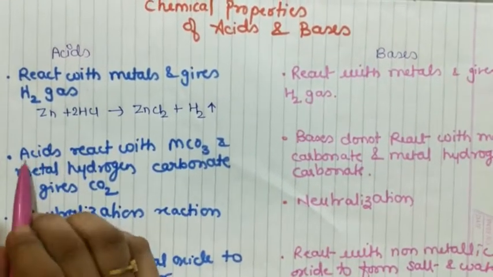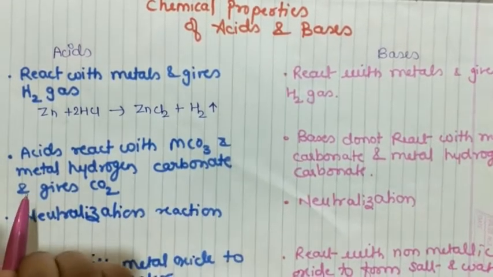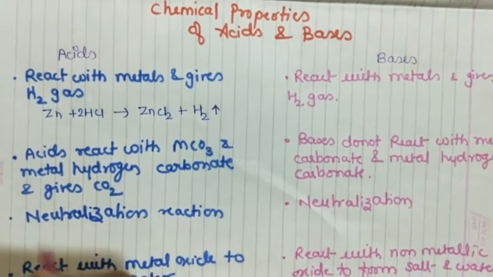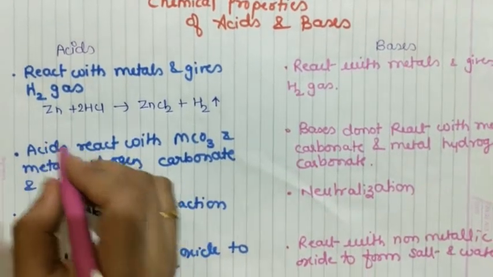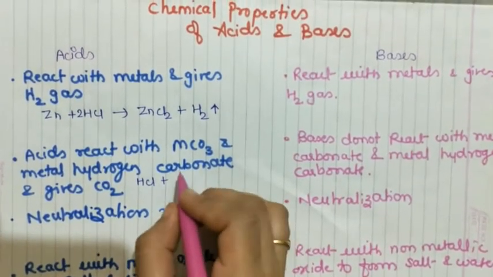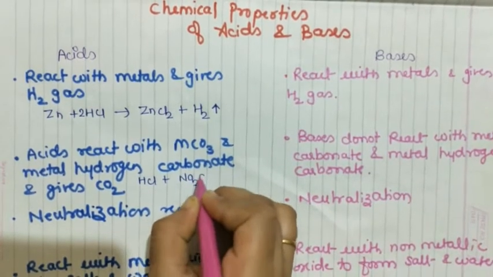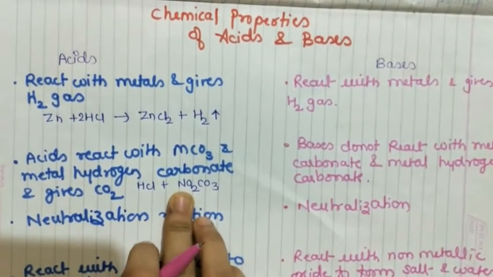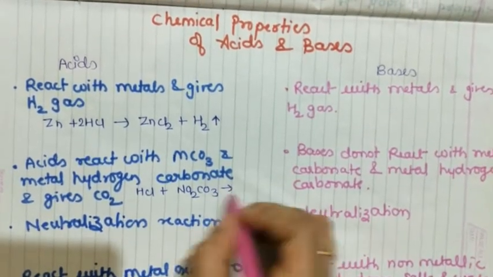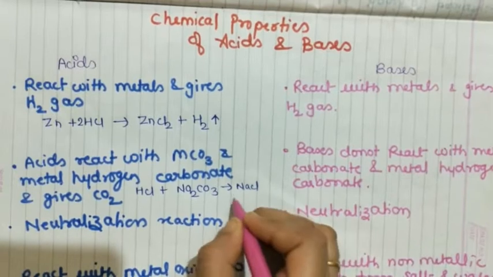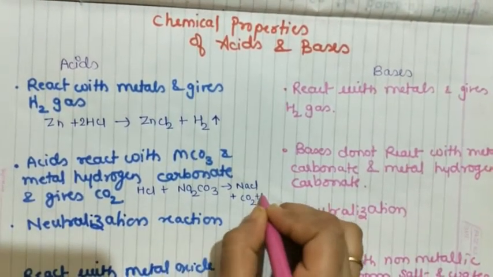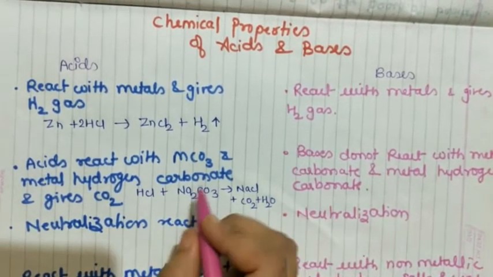Next, acids react with metal carbonates as well as metal bicarbonates and give out CO2. How? Let us check with an example. Suppose I take HCl and it reacts with a metal carbonate, that is Na2CO3. Because sodium is a metal and the carbonate formula is CO3. So we will get NaCl plus CO2 gas plus H2O. You can check how it is formed.